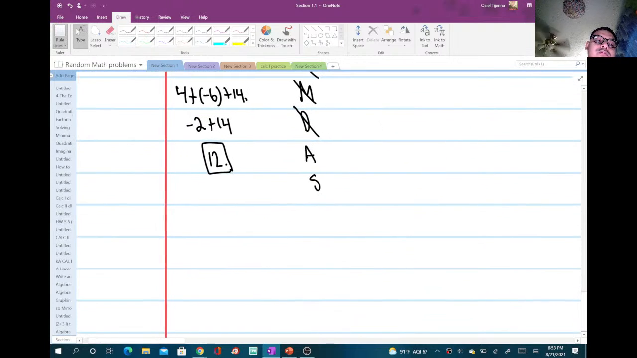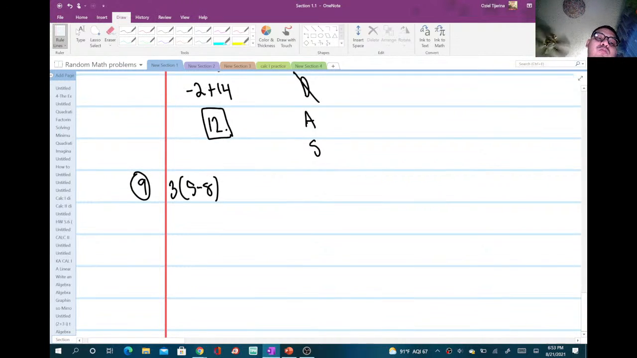Number 9 is 3 times 5 minus 8. So again, you're going to work out what is on the inside here. This becomes -3, and then we are left with 3 times -3, and that's going to be -9. So that's what number 9 is: -9.